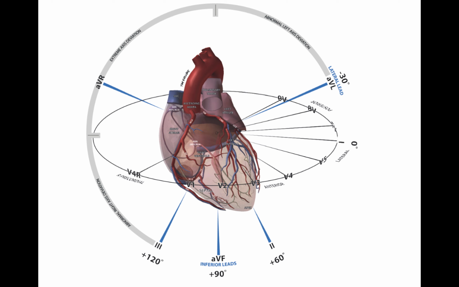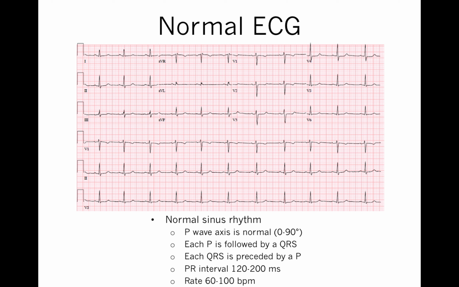We get a 360 view of the electrical depolarization within the heart. The precordial leads V1 to V6, and the limb leads 1, 2, 3, AVR, AVF, and AVL, allow us to see the direction in which electrical signals flow within the myocardium in almost 3-dimensional form. And we obtain what looks like a 12-lead ECG. So you see leads 1, 2, 3, AVR, AVL, AVF, and then V1 to V6.